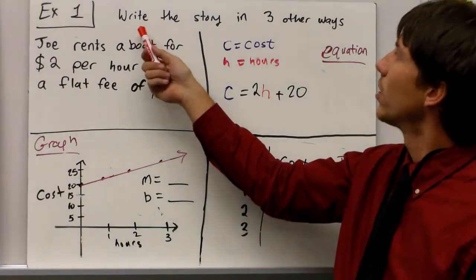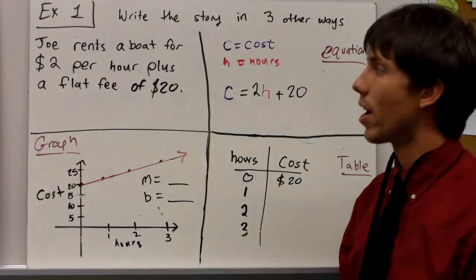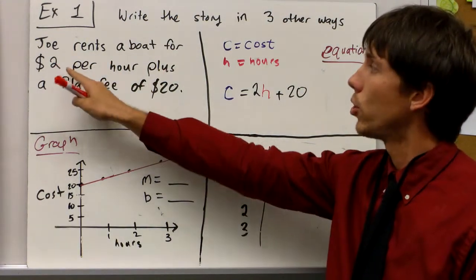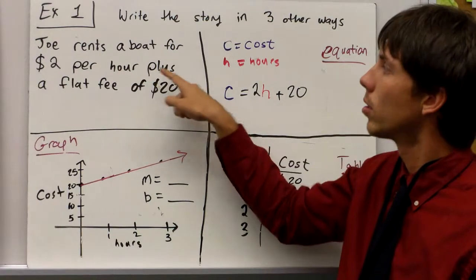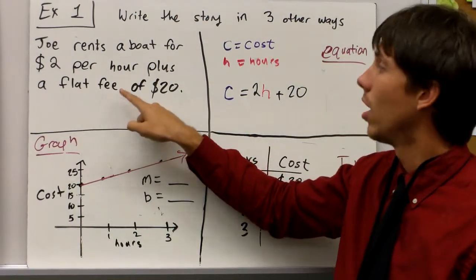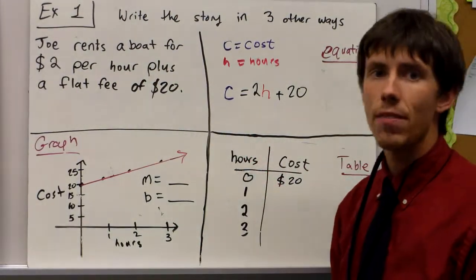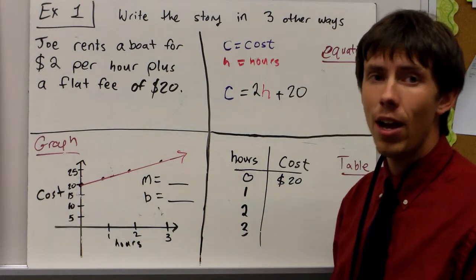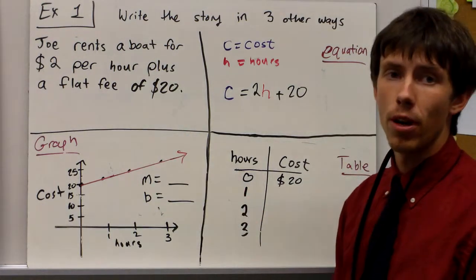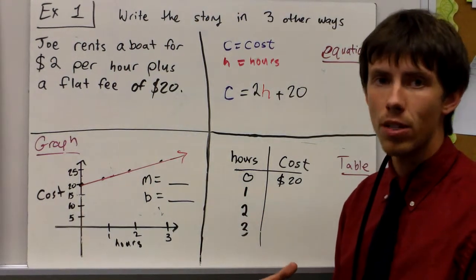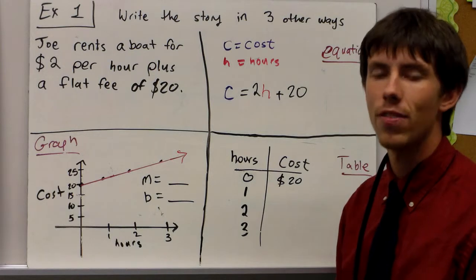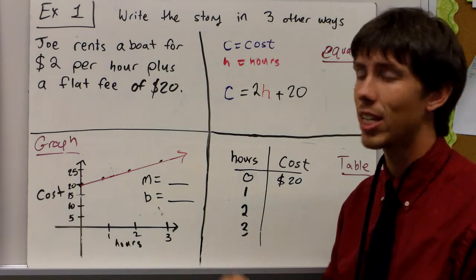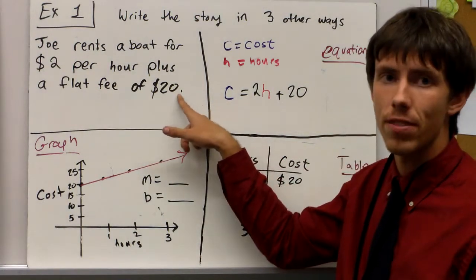All right, example 1. Write the story in 3 other ways. Our story is Joe rents a boat for $2 per hour plus a flat fee of $20. So a flat fee means that he has to pay $20 no matter how many hours he rents the boat for. So if he rents the boat for 0 hours, he still has to pay that $20 flat fee. Or even if he rents the boat for 5 hours, he still has to pay that $20 flat fee.